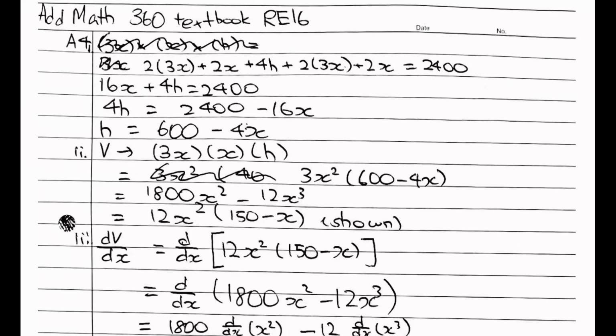Okay, next one. The first one, A4. A piece of wire length 2,400 cm is used to make the edges of a rectangular box, as shown in the diagram. Okay, so how many edges are there in a box? To make the frame of the box. How to draw a box? Like that. How many edges?